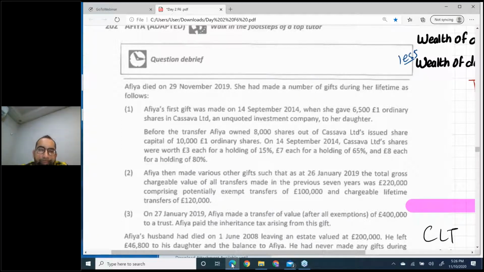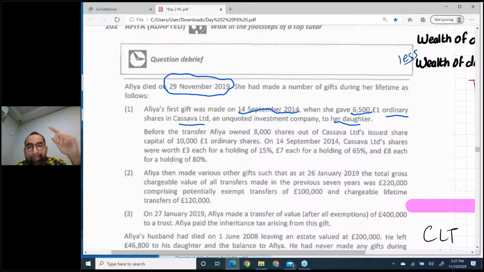Okay, let's do it. Afia died on 29th November 2019. Don't forget this date, it is the date of death. She had made a number of gifts during her lifetime as follows. The first gift was made on 14 September 2014, when she gave 6,500 £1 ordinary shares in Cassava Limited, an unquoted investment company, to her daughter.